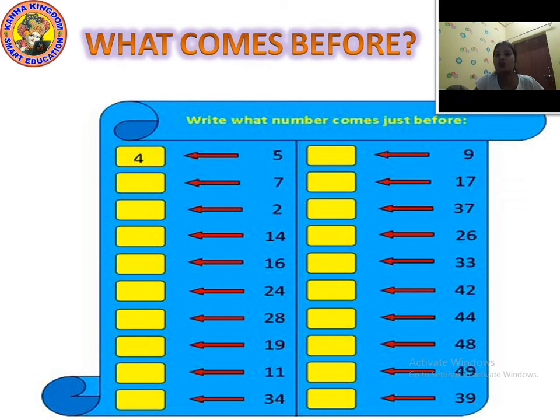Now the next number is 19. To find out what comes before 19, let's start counting from 11. 11, 12, 13, 14, 15, 16, 17, 18, 19. Okay, 18 and 19. So 18 comes just before 19.